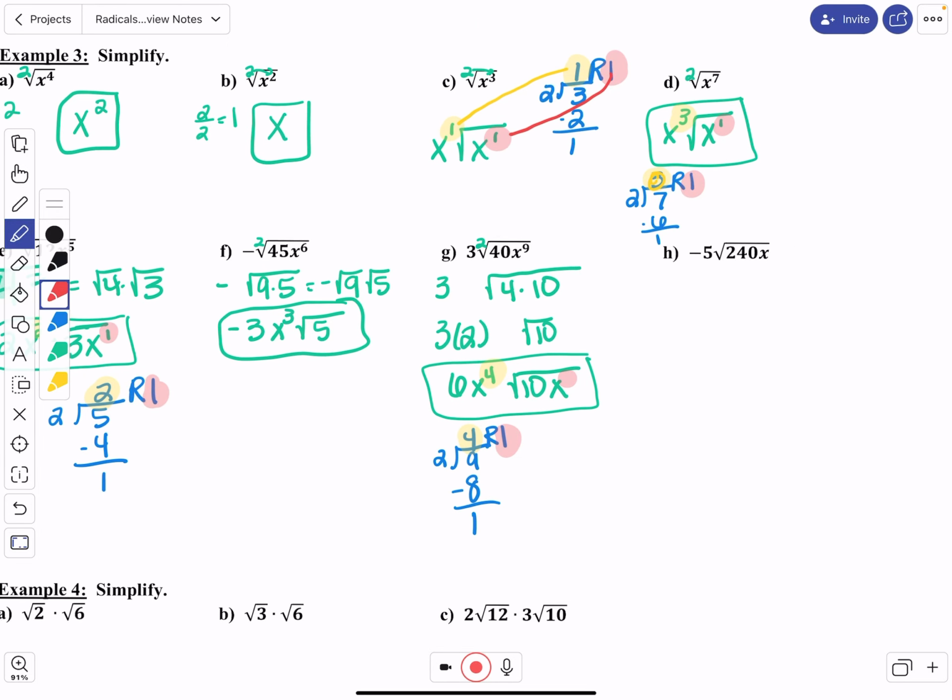Okay? All right, and then we get to 240. Oops. So I've got negative 5. All right, so if I think of some 2 numbers that go into 240, where one of them is a perfect square. Let's see, 240. Let's see here. What have we got?